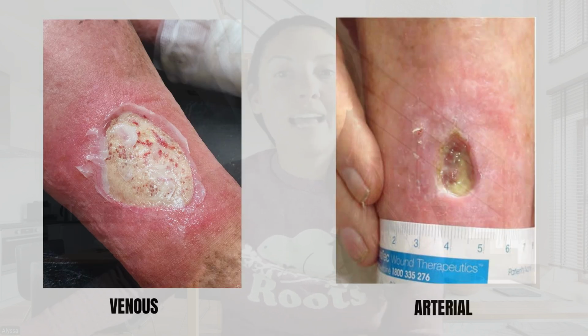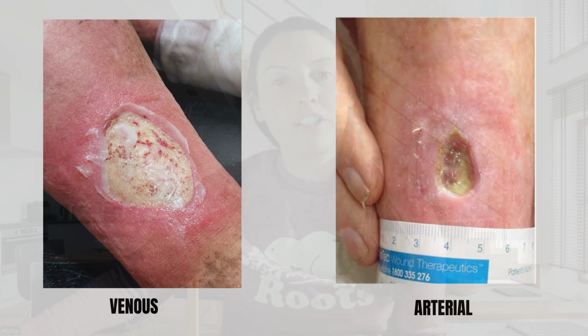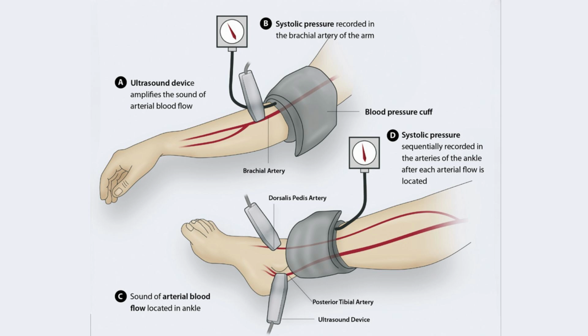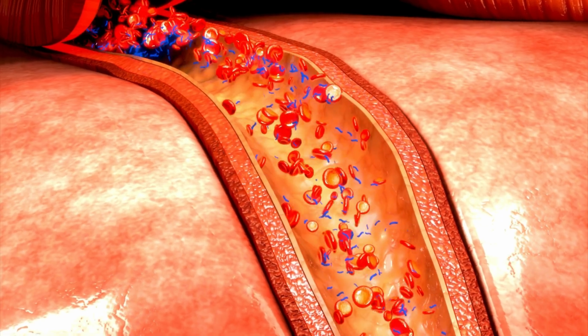Diagnosing the type of leg ulcer is critical to effective treatment. Healthcare professionals use several methods to differentiate between venous leg ulcers and arterial ulcers. So, for example, a Doppler ultrasound or ankle brachial index can assess blood flow in the arteries, helping to diagnose arterial ulcers. Treatment for venous leg ulcers typically focuses on improving circulation and managing the wound.